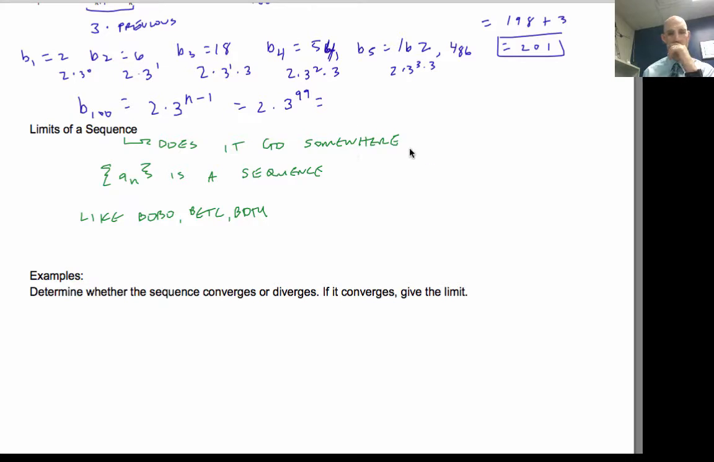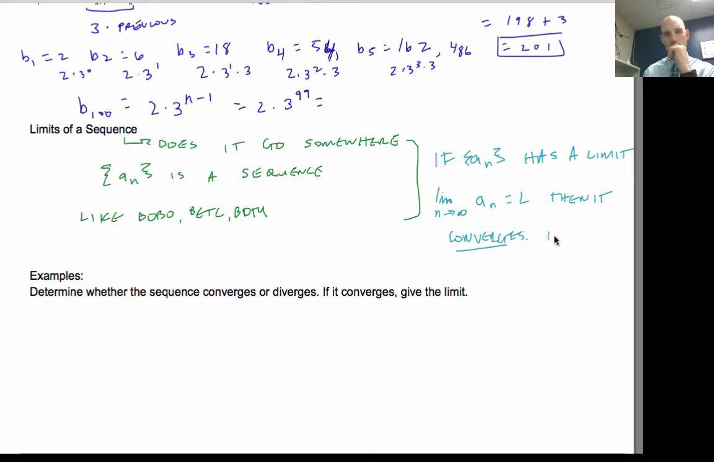So here's what it goes. If a sub n has a limit, where the limit as n goes to infinity, so n is getting increasingly large, of the sequence a sub n is equal to L, then it converges. If not, it diverges.